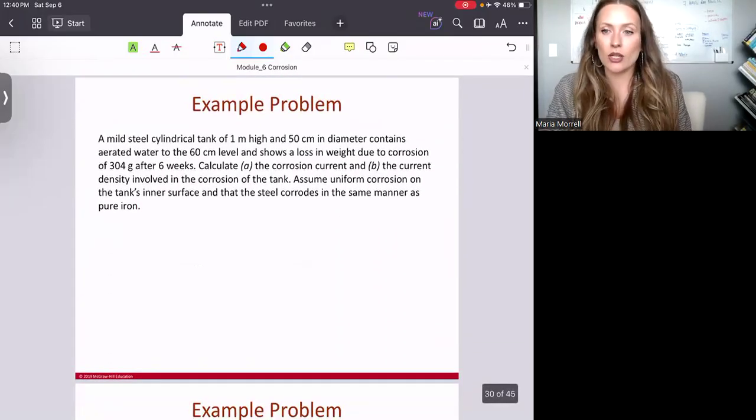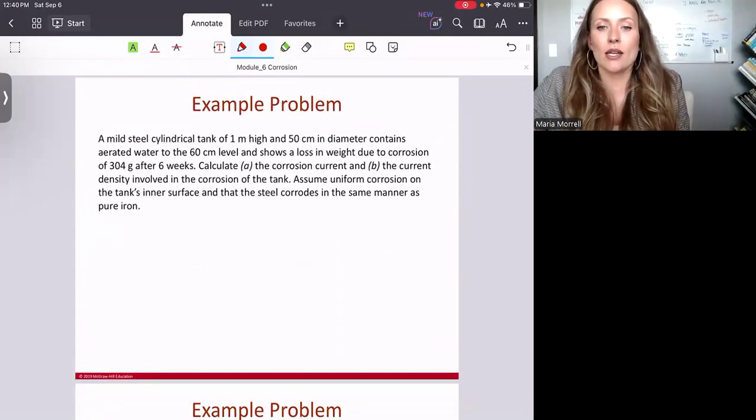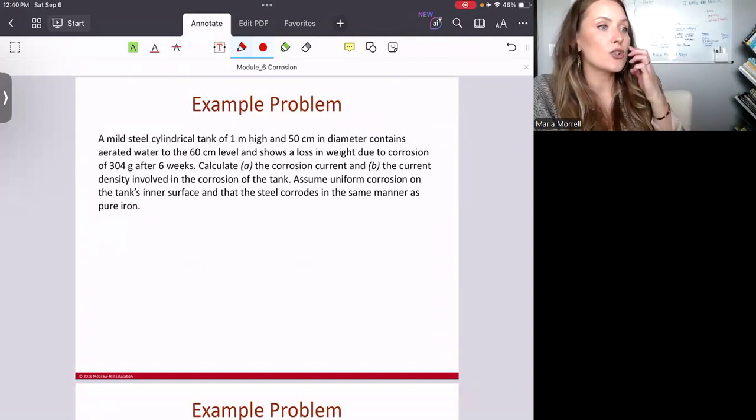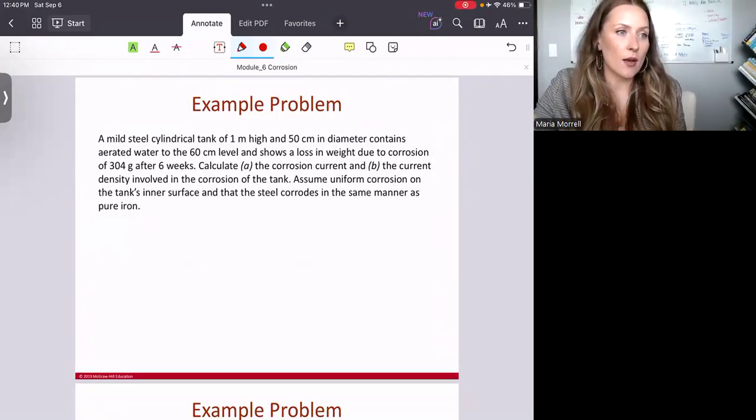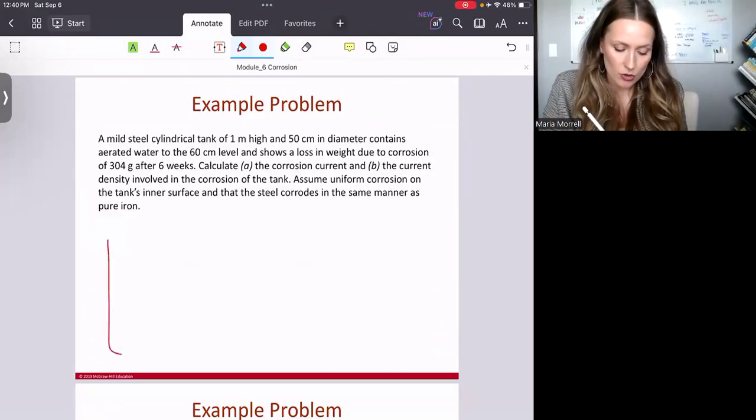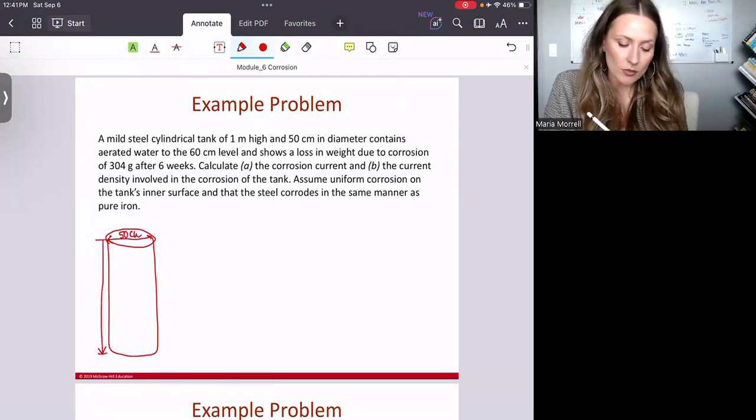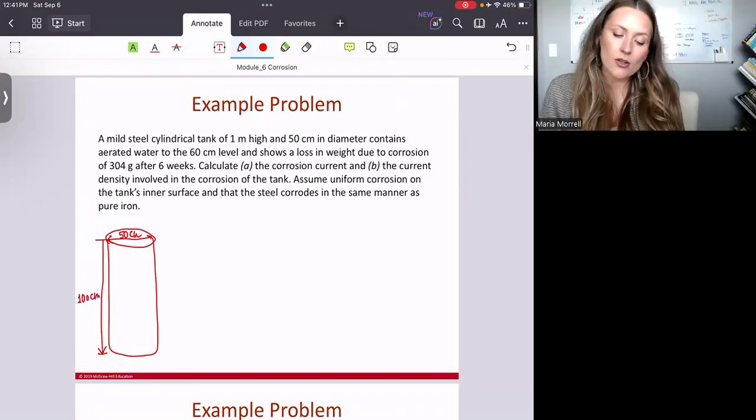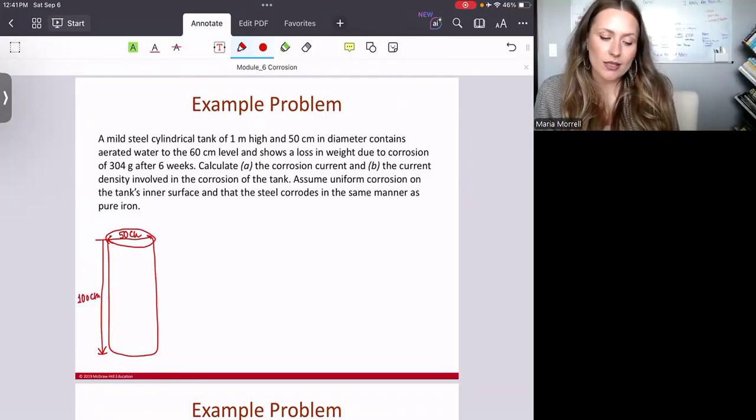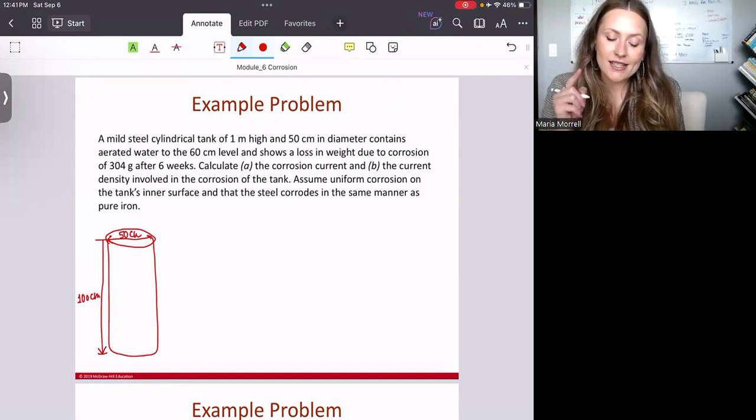Now let's look at a bit more interesting example. We have a mild steel cylindrical tank, 1 meter high and 50 centimeters in diameter. Let me draw it. I'm looking at the tank like this. The diameter is 50 centimeters, and the height of the tank is 1 meter. I'll use centimeters, 100 centimeters in height, and it contains aerated water at the 60 centimeter level.